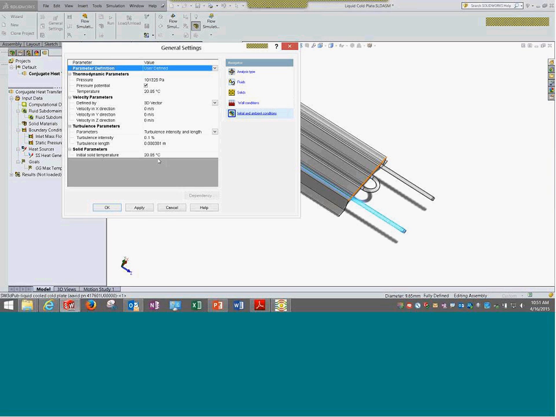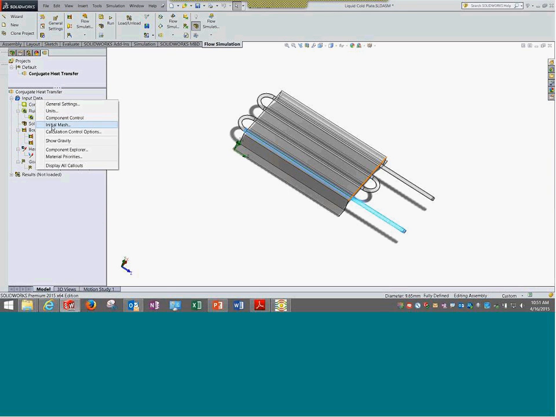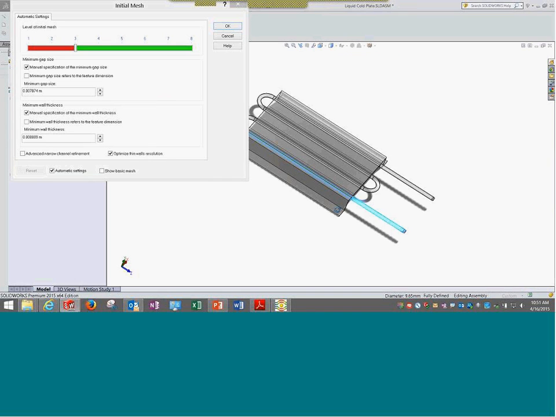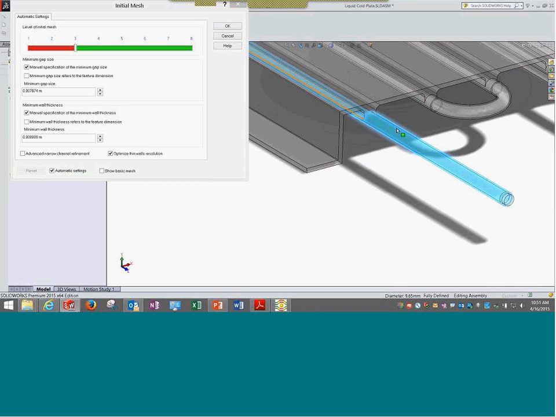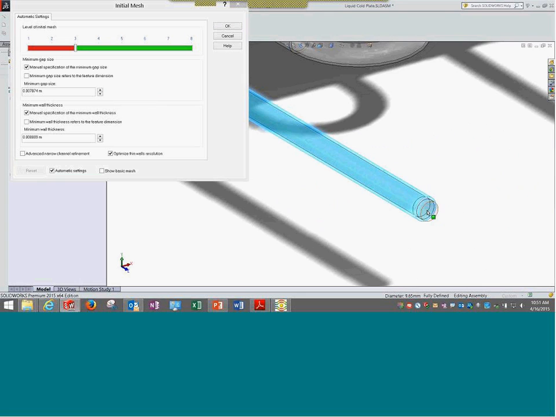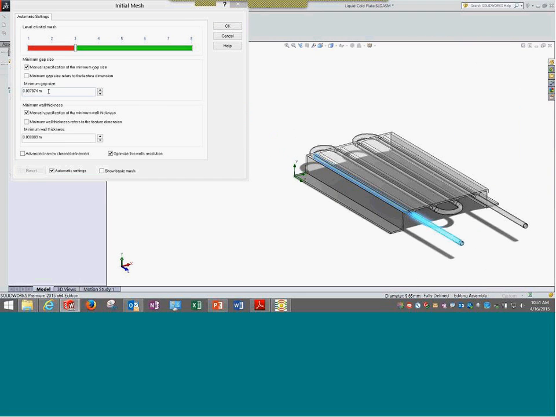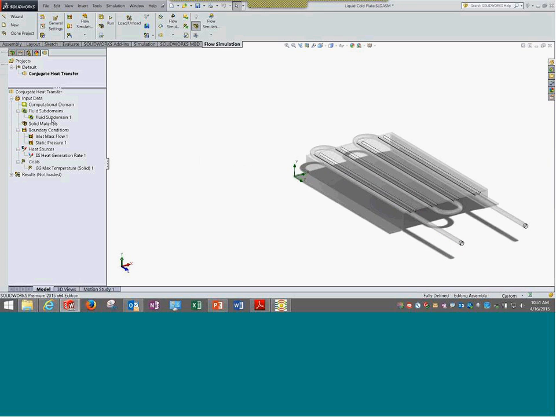Turbulence in here, no solid parameters, initial temperature of solid, that's fine. Second is the meshing part of it. We are keeping it at the default of initial, but specifying manually the minimum wall thicknesses. You can see the thin components, as well as the fluid flowing through a small component. We want to ensure the mesh is captured properly over there, so those thicknesses or diameters have been given here separately.